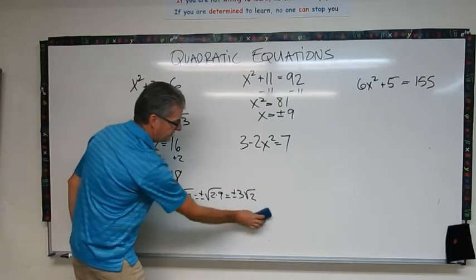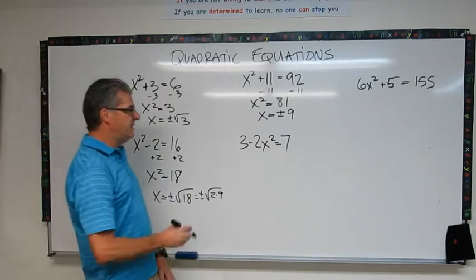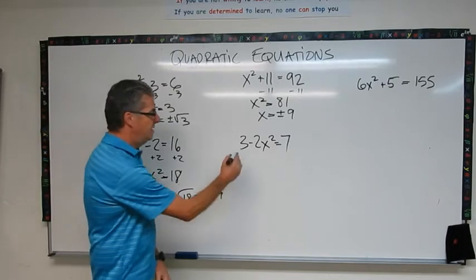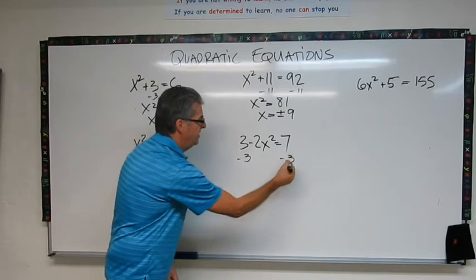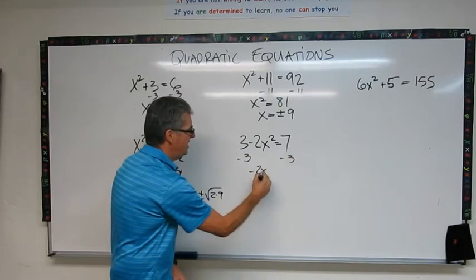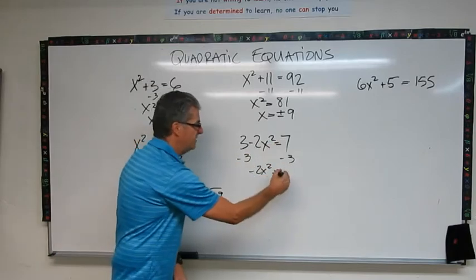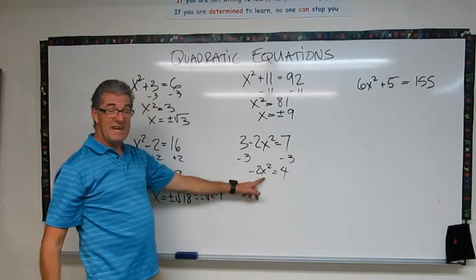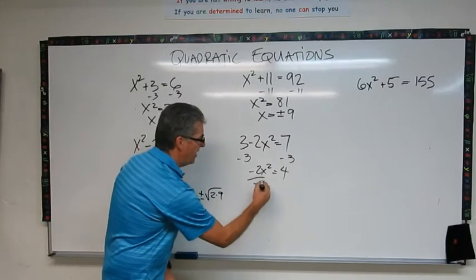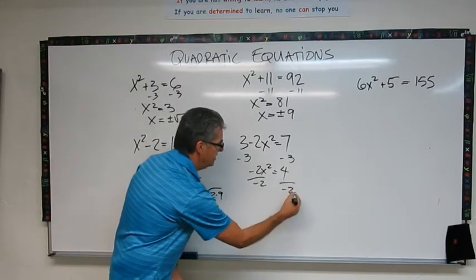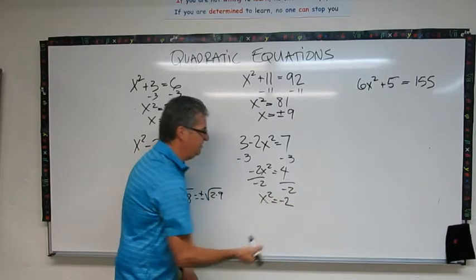I'm going to give us some room. I'm going to erase this answer from that problem. Let's do it this way. I want to isolate x. So I'm going to subtract 3 from both sides. And I'm going to get minus 2x squared equals 7. 3 from 7 gives me 4. Now I need x alone, and I also want it positive. So I'm going to divide through by negative 2 on both sides and get x squared equals negative 2.